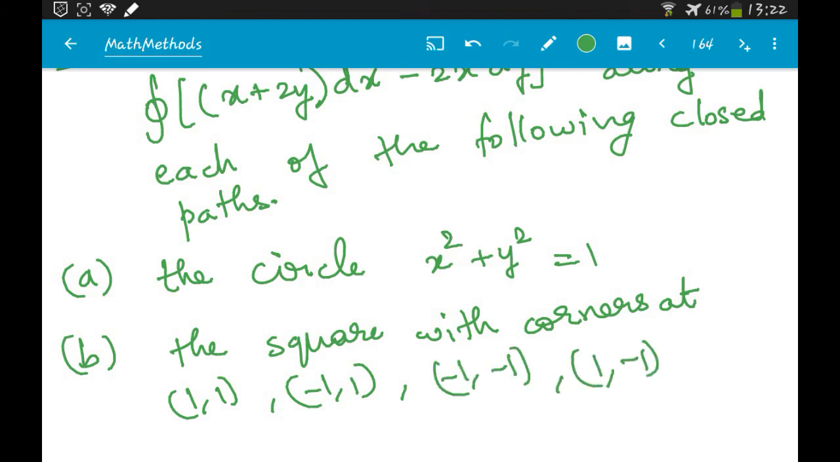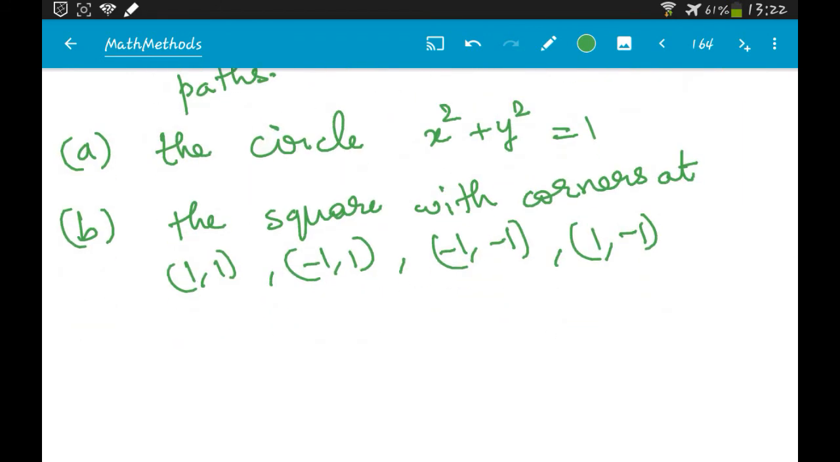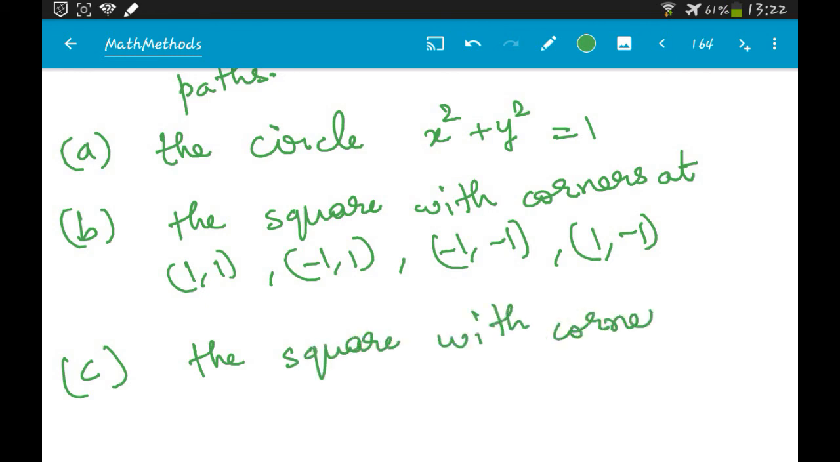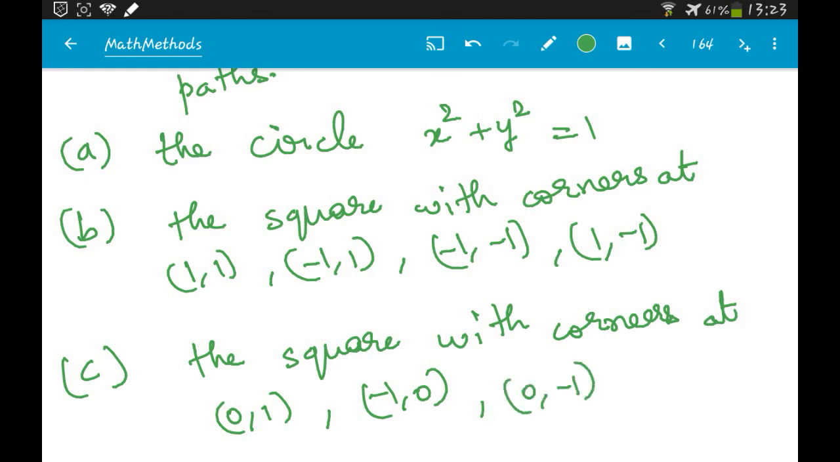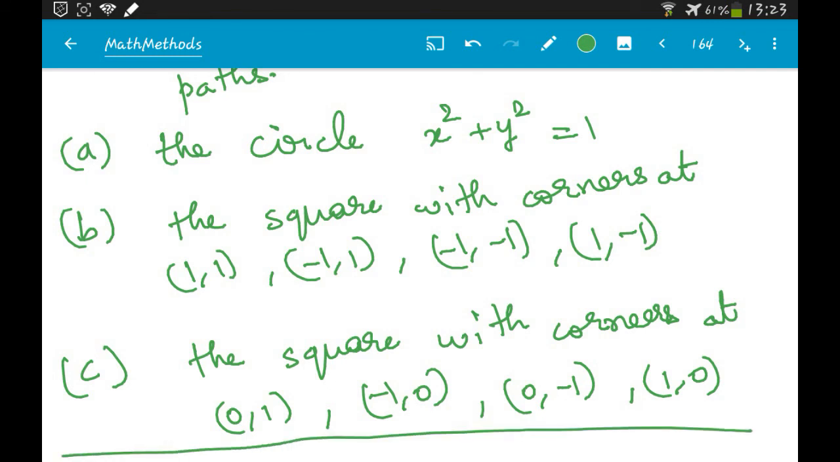So you have to draw these things, only then you will understand what you need to do. Okay. And the third one is the square with corners at 0 1, minus 1 0, 0 minus 1 and 1 0. Okay, so this is your homework problem.